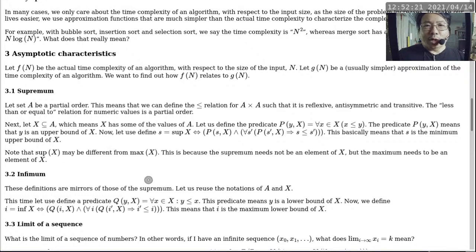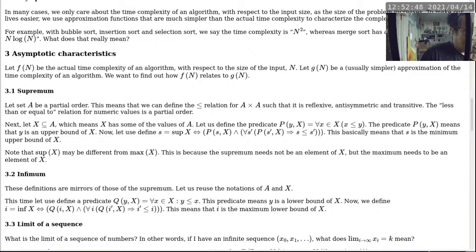Why is it not the same? Because supremum need not be an element of x itself. The supremum of x doesn't have to be an element of x, whereas the maximum needs to be an element of x. All right. So now that we have explained all of this stuff here, okay.